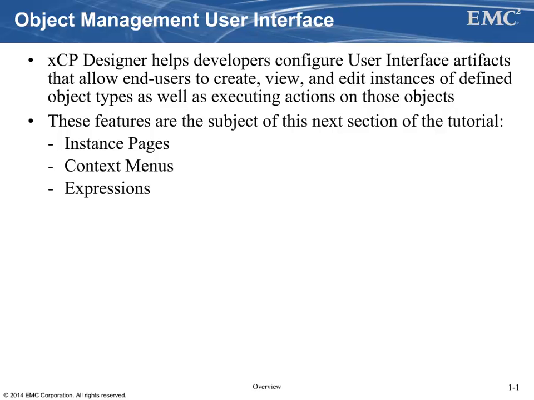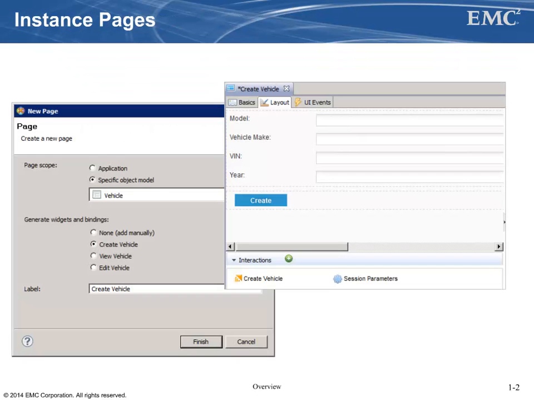In this section of the tutorial, we're going to configure the user interface artifacts that allow users to create, edit, and execute actions against the policy objects. We'll be configuring instance pages, expressions, and a context menu. Editing and viewing instances of your business objects, content objects, folders, etc.